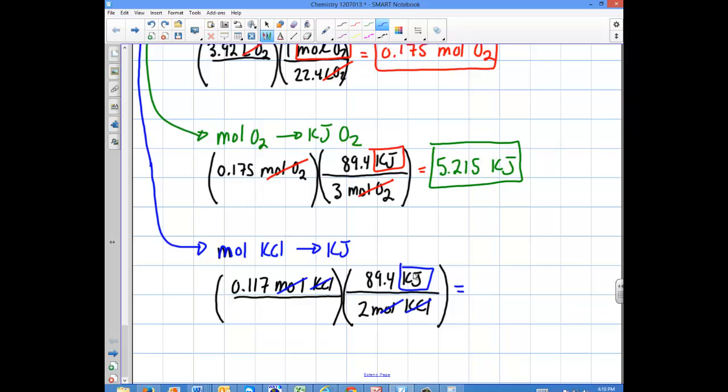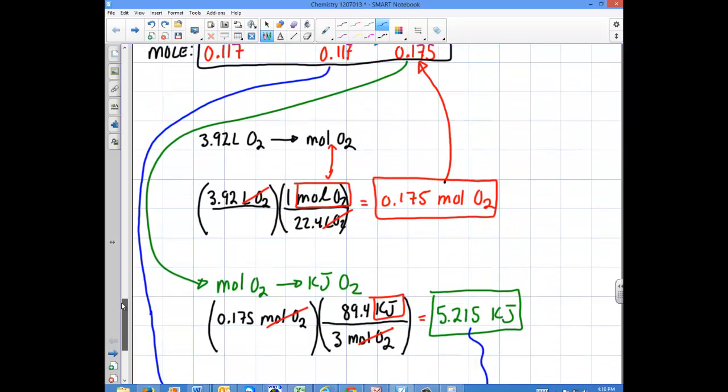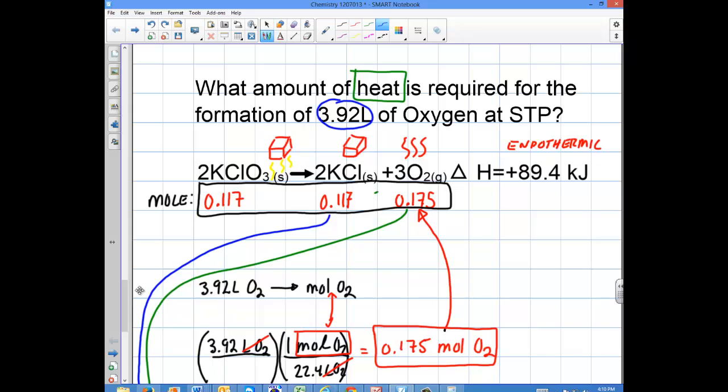So 0.117 times 89.4 divided by 2, and that gives me pretty much the exact same thing. I got it off by a little bit, but it's like 5.22 or something. So it's the same thing. It's just off by a few units because of the rounding errors in there. But it's the same thing. So when you're doing the heat of formation, it doesn't matter which one you choose. You just have to use the correct ratio.